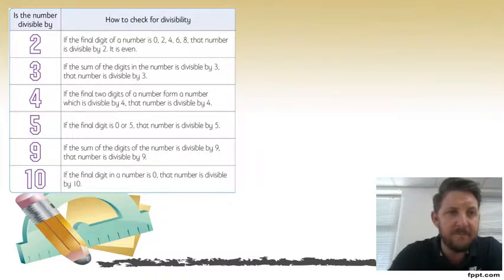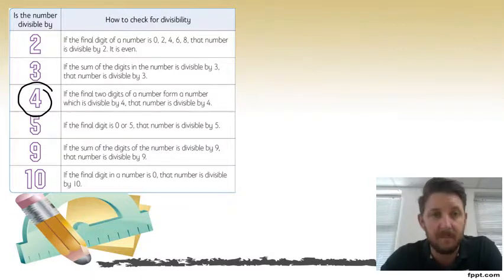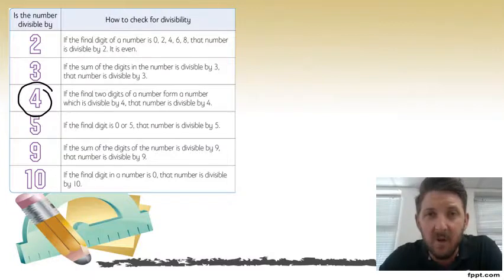If I look at my 4s now, what I'm going to look at is the final 2 digits of my number. And if the final 2 digits of my number are divisible by 4, then the number is divisible by 4. A really easy way that I can look at this is I can say to myself, are they even? Because if it is not an even number, it cannot be divisible by 4.